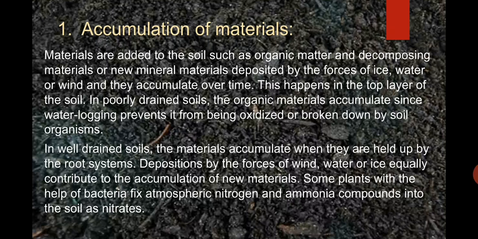In poorly drained soils, organic material accumulates since waterlogging prevents it from being oxidized or broken down by soil organisms. When we talk about the well-drained soils, the materials accumulate when they are held up by the root systems. Depositions by the forces of wind, water and ice equally contribute to the accumulation of new materials. Some plants, with the help of bacteria, fix atmospheric nitrogen and ammonia compounds into the soil as nitrates.